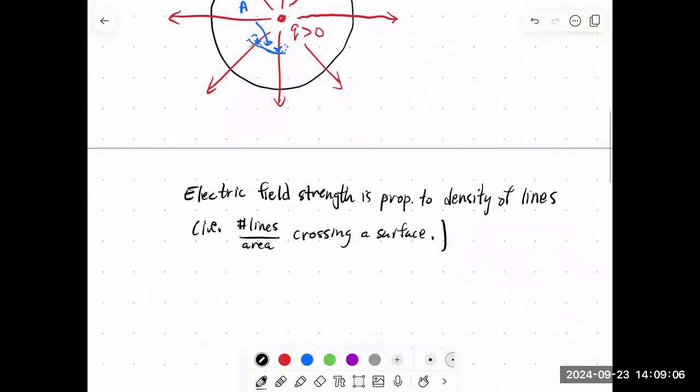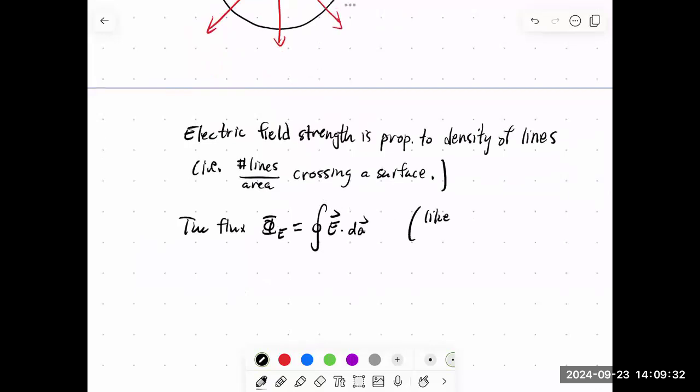All right. So the flux, we'll denote by capital Phi. I'll put a subscript E to say that this is the electric flux, because later we'll calculate magnetic flux. That's determined by this E dot dA integral. And so this is like the electric field strength times the area. But the electric field strength is the number of lines per unit area, and then we multiply by area. And so flux is proportional to the number of lines crossing your surface.